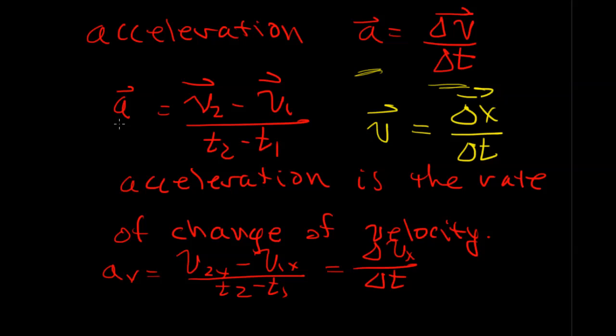If we just want to know about it in the x direction, which is kind of what we're interested in most of the time, a sub x, the x component of the acceleration, is v2x minus v1x over t2 minus t1, or just the change in the velocity in the x direction divided by the time.